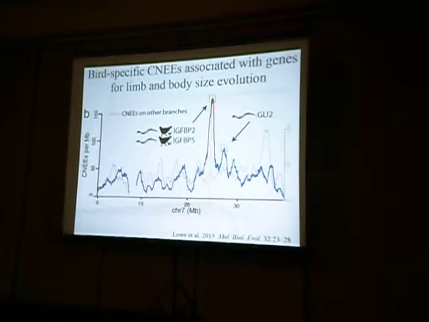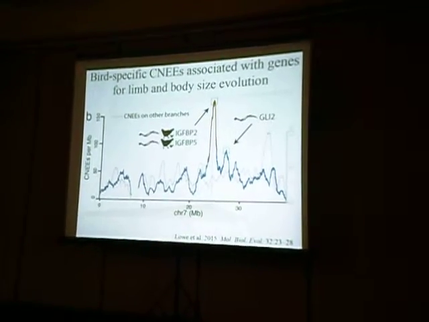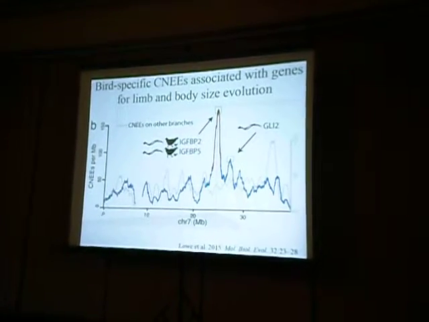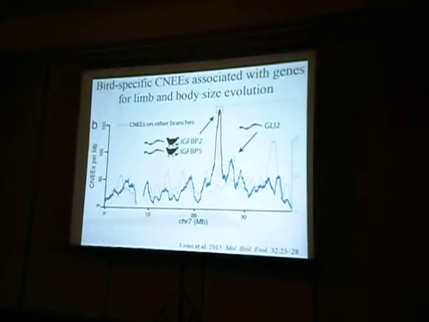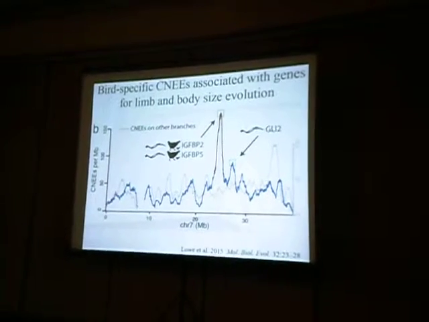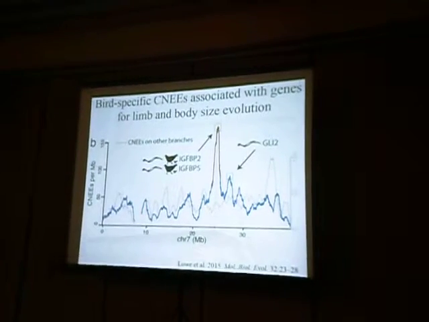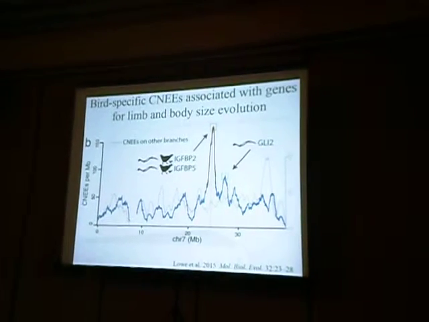This peak here shows that regulatory elements in the region of these genes are rising at a rate over 500 times the background rate in the genome. So this is a nice way of generating a hypothesis, as to looking at these genes in more detail to see if they may have contributed to the intriguing avian phenotypes.